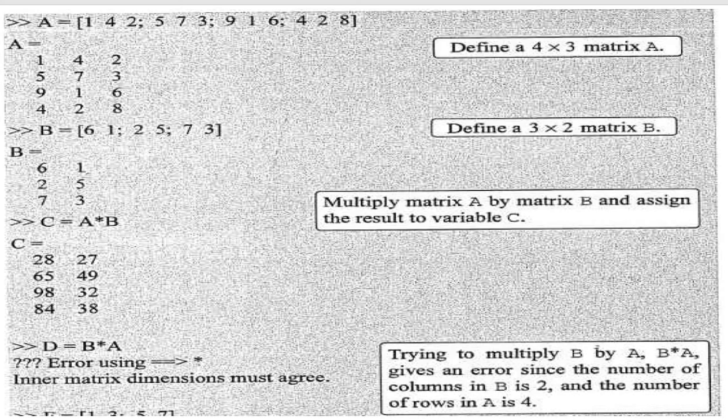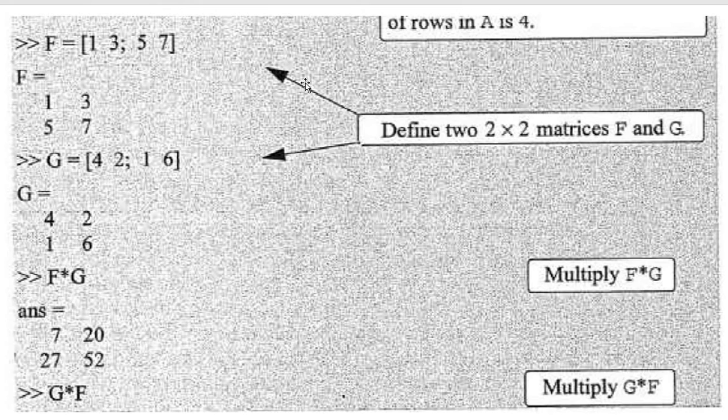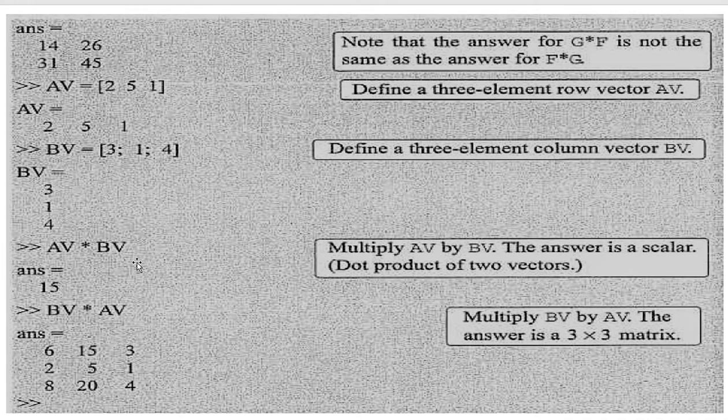And similarly we choose another case. Suppose the F matrix is a 2 by 2 matrix, and similarly the G matrix is 2 by 2. So we can multiply F star G and G star F, because the 2 by 2 matrix orders are the same.